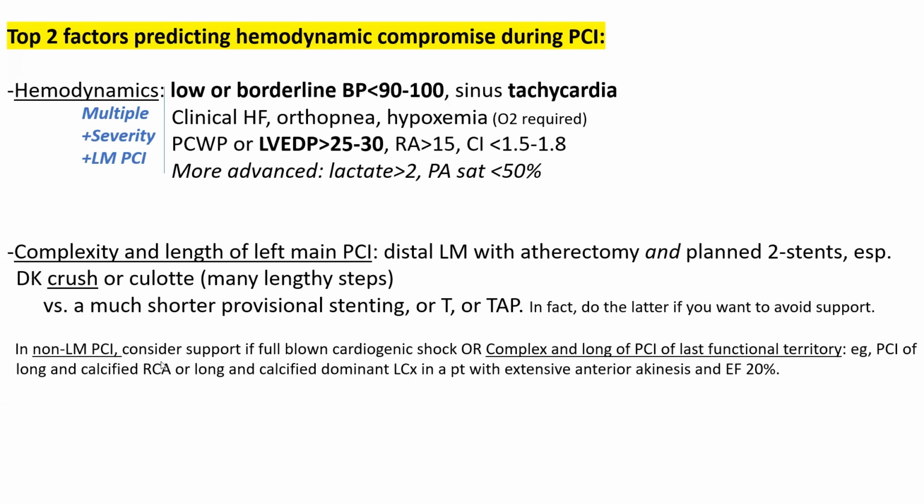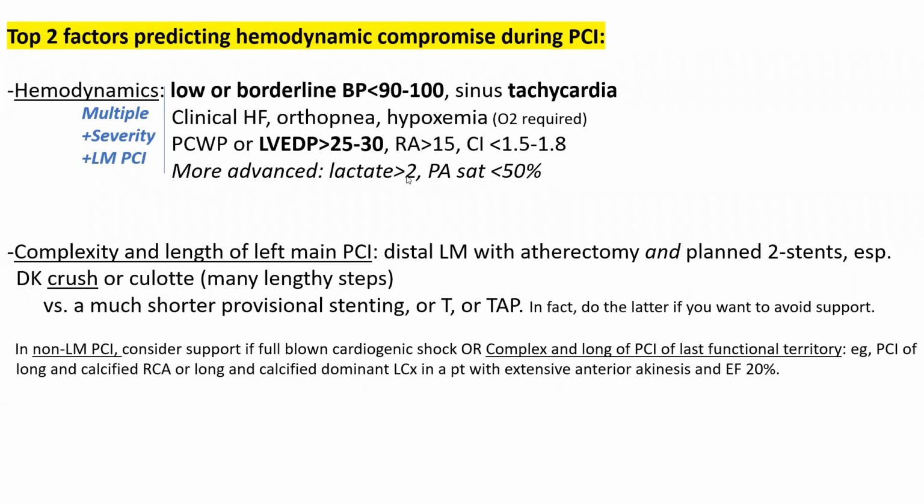In non-left main PCI, I consider LV support if I have full-blown cardiogenic shock and I think the procedure will be lengthy, or if I have complex and long PCI of the last functional territory. For example, PCI of a proximal long and calcified RCA or long and calcified dominant circumflex in a patient with extensive anterior akinesis and EF 20%. He's relying on that RCA or on that left circumflex to supply his remaining functional myocardium. So those can be treated with LV support, particularly if you have bad hemodynamics.